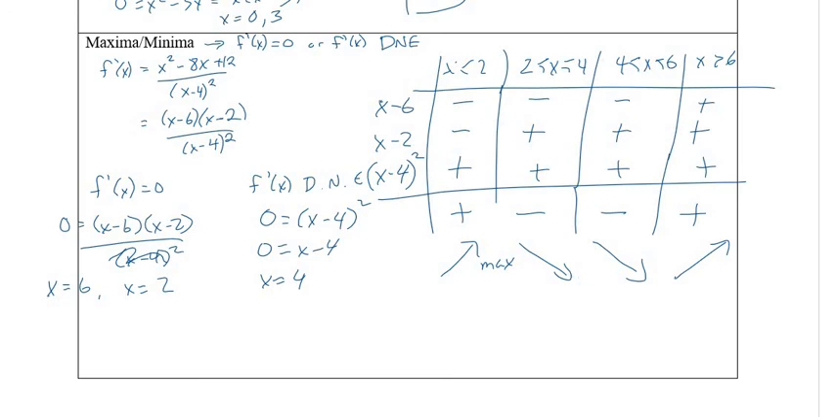I'm just going to abbreviate that as vertical asymptote. And then we're going to have a minimum at that point.